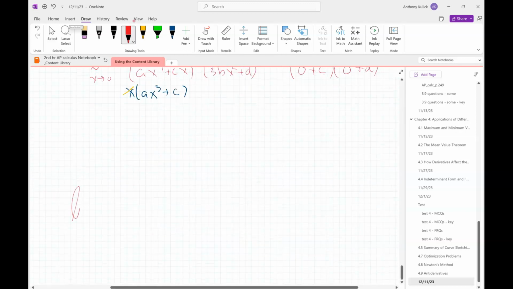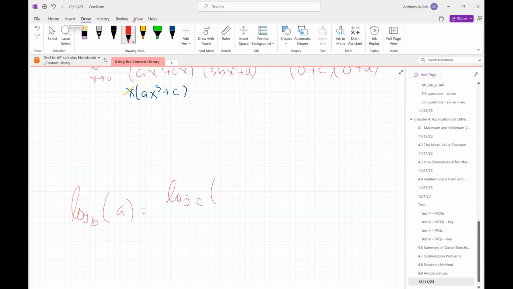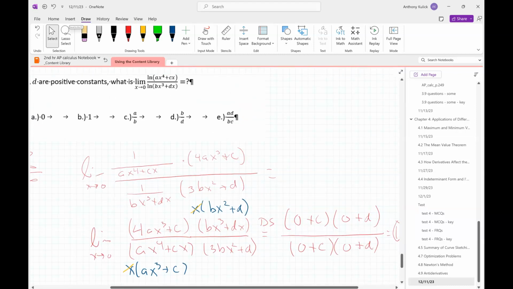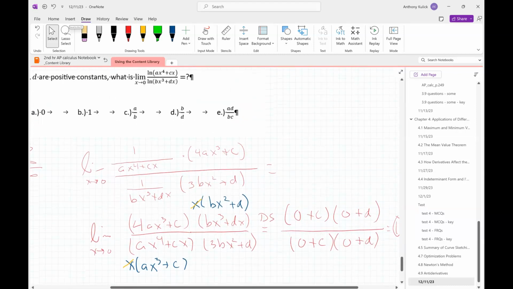But you remember, that's the change of base formula. So you could have tried to do something with that. I would not have. I think that would have made life worse. I wrote that so that it wasn't supposed to be an eternity-long L'Hopital problem.